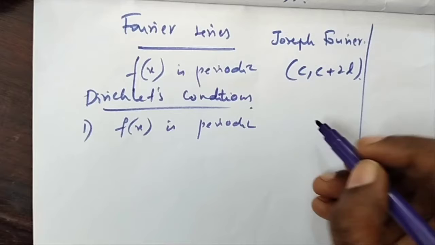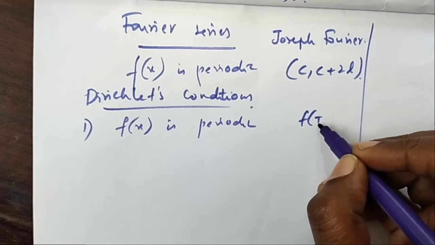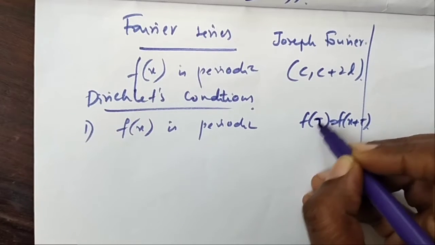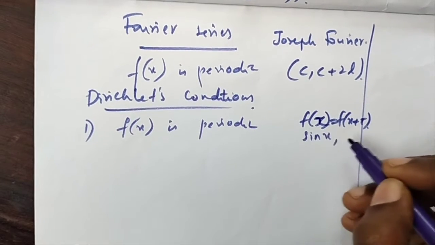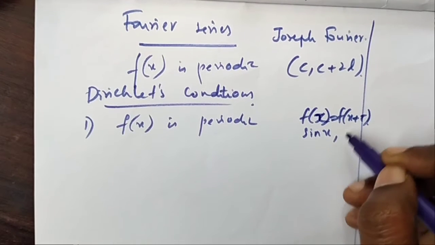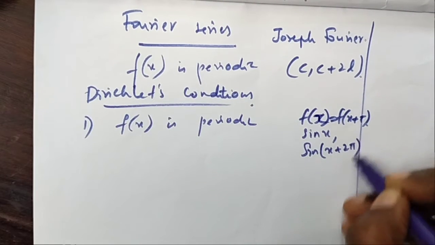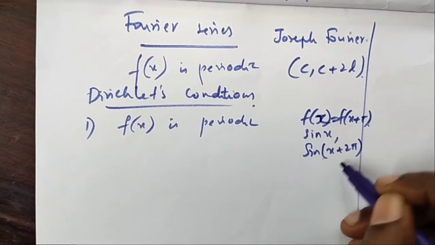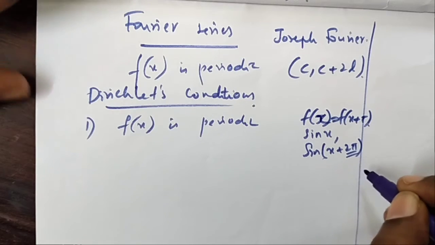What is meant by periodic function? A function is periodic with period t if f of x is equal to f of x plus t. Sin x, cos x, trigonometric functions are periodic. Okay, sin x is periodic because sin of x plus 2 pi is sin x, cos of x plus 2 pi is cos x. So sin and cos are examples of periodic functions with period 2 pi. 2 pi is the period.